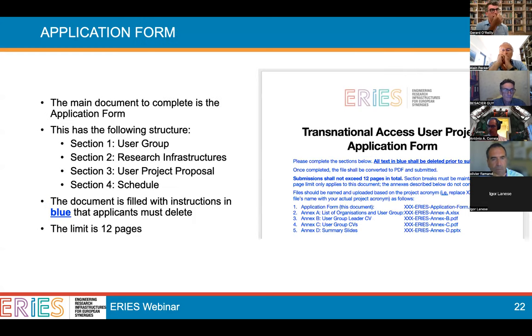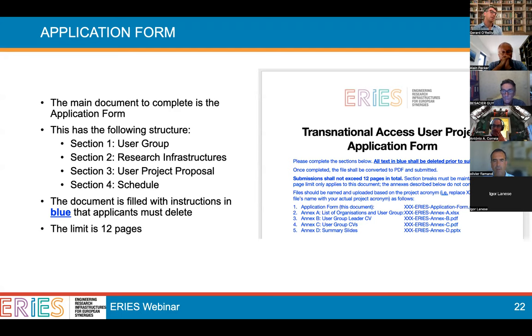So the first one is this Transnational Access User Project application form. This is the main application form. I'd say it's the Part B document that we're all very familiar with as part of European projects. It's divided up into four sections. The first one is discussing the research group. The second is the research infrastructures that it's applying to. Then the third one is the actual user project proposal, so the actual proposal that is being put together. And the fourth one would be an estimated schedule, or the anticipated schedule that people estimate they would require to execute this project.